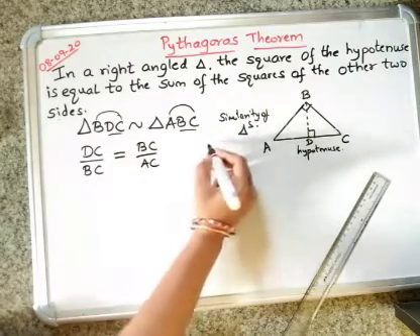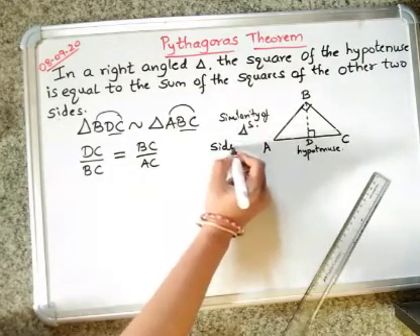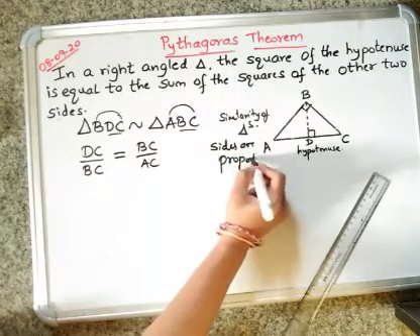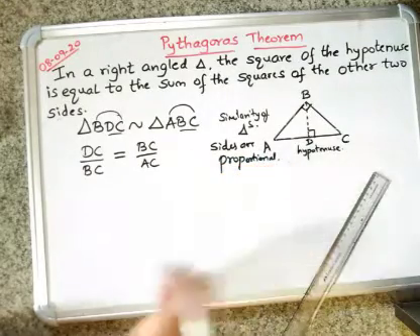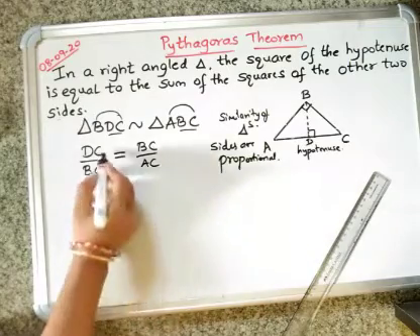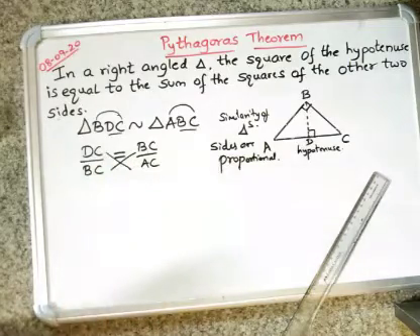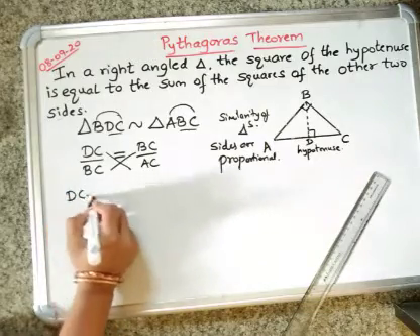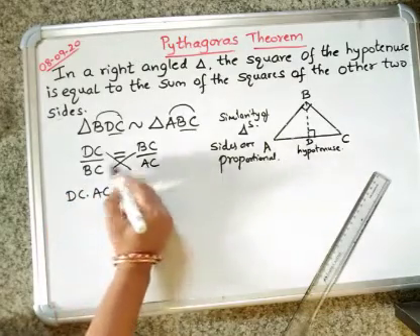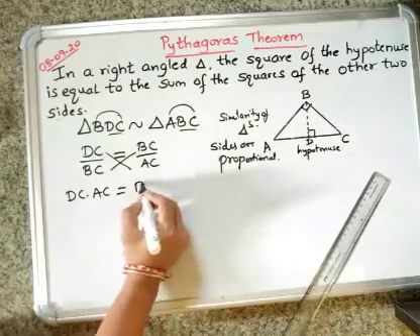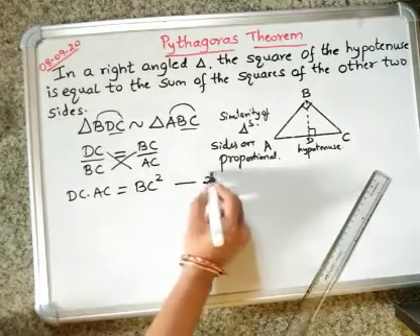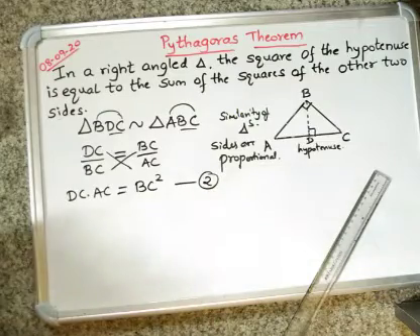So what is the reason here? Sides are proportional. Why is it proportional? Because they are similar, right? Now once again I will cross multiply. What do we get here when you cross multiply? DC into AC, BC into BC. How many BC? BC square. This I will take as equation 2.